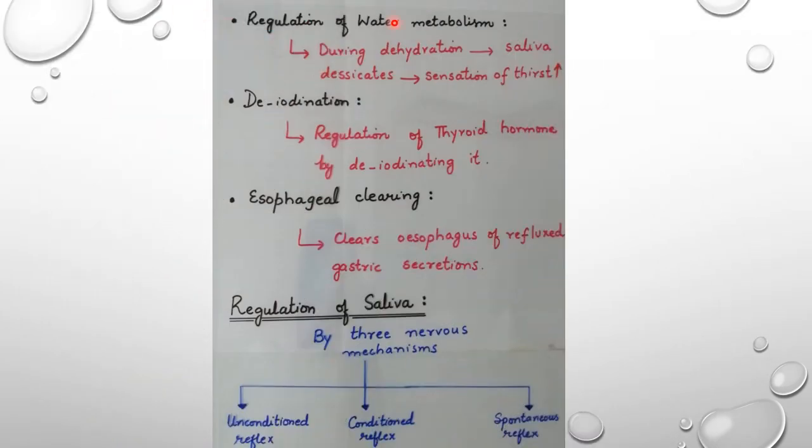Saliva also maintains water balance. As we have seen earlier, during the dehydration phase, saliva gets dried out or desiccated, and as a result it can increase the sensation of thirst. It is also helpful for deiodination, and as a result it regulates thyroid hormone. It is also involved in esophageal clearing, and thus it clears the esophagus of any refluxed material coming from the stomach.